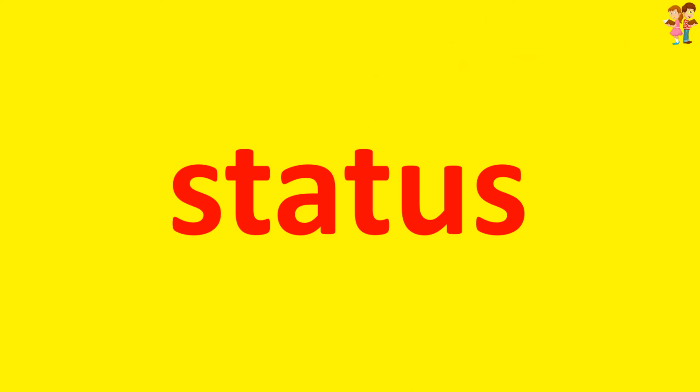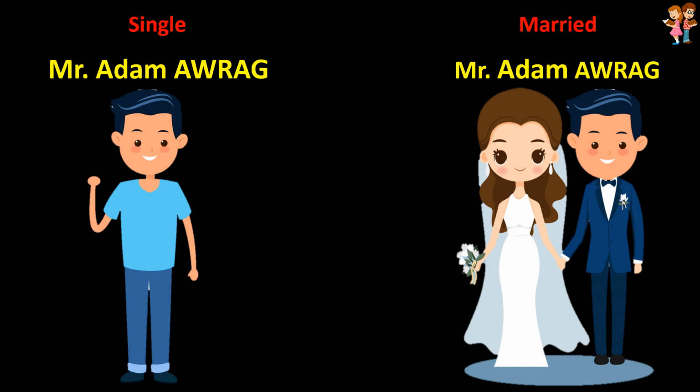In the third part of the lesson, we will talk about status. Mr. Adam Awrag, single. Mr. Adam Awrag, married. We use Mr. for both single or married man. نستعمل Mr. للولد العازب أو المتزوج أيضا.